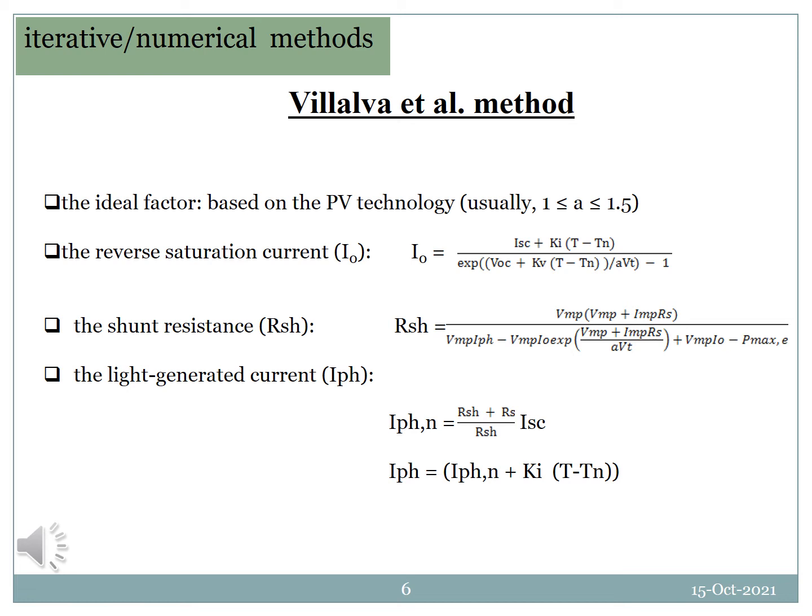Then calculating the reverse saturation current using the expression below. The model is then adjusted by determining the series resistance and the shunt resistance using an iterative method. The model is then improved by proposing an expression to calculate the light-generated current that takes into account the influence of series and shunt resistance.